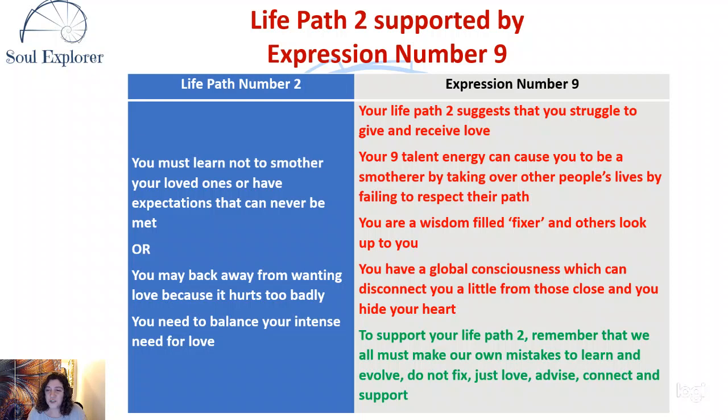Your 9 talent energy can cause you to be a little bit of a smotherer in a way. So in some ways it can exacerbate this energy, because you do take over people's lives a bit, because you are the wisdom field advisor and people look to you. You're not forcing people. You're not making them let you smother their lives. They want you to, because they see you as the person with all the answers, and you always help them. But the thing is, it's tipping past that point, that boundaries word again, failing to respect their path because you're doing too much for them and they're not making their own mistakes to learn their own path.